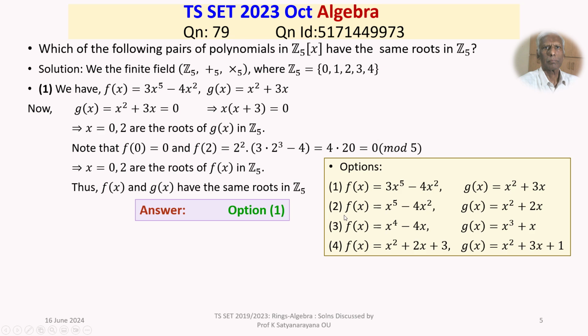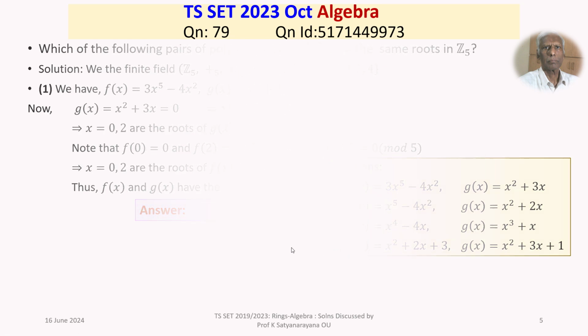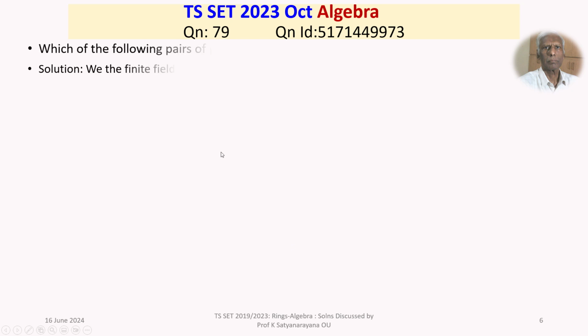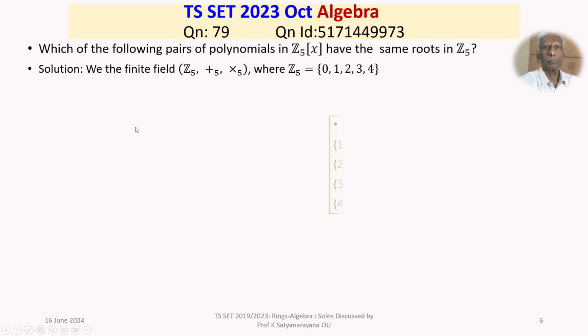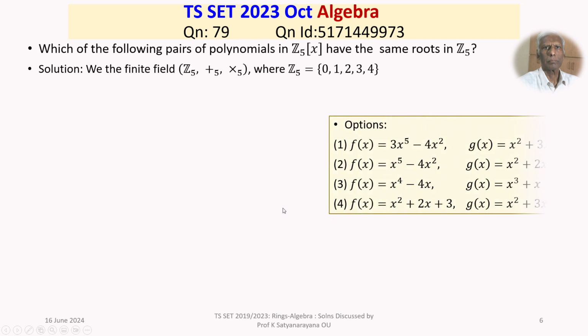Now, let us try options 2, 3 and 4 in the next slide, and we will show that f(x) and g(x) are not having the same roots. I will show you. So, let us get into the second slide. Right, that is the question. Those are the options. Let us take the second option. And we have already seen our answer is option 1.